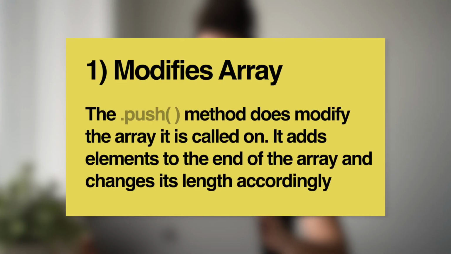Number 1 is that it modifies the original array. The push method does modify the array it's called on. It adds elements to the end of the array and changes its length accordingly. So yes, it does modify, or mutate, the original array. So something to keep in mind.